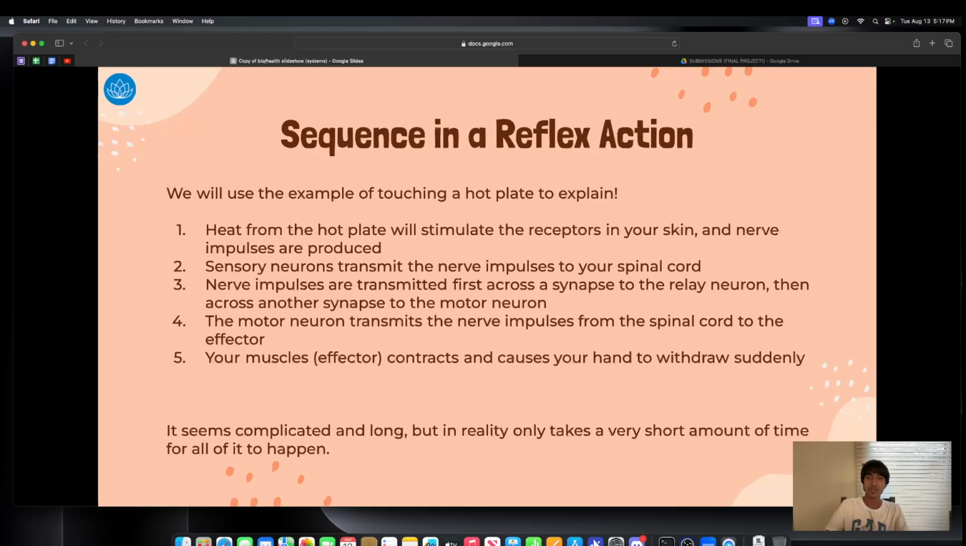And then here's a sequence in a reflex action, and we'll talk about what I said later. So we'll use the example of touching a hot plate to explain. So heat from the hot plate will stimulate the receptors in your skin, and nerve impulses are produced. Like, it's a signal, right? Like, a signal goes out, like, oh, this is pretty hot, this is a bad signal. And then sensory neurons transmit the nerve impulses to your spinal cord, right? Like, literally the spinal cord. And the nerve impulses are transmitted through that signal, first across a synapse.